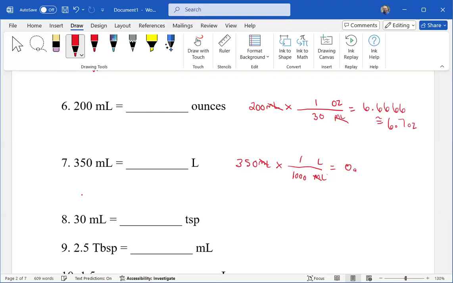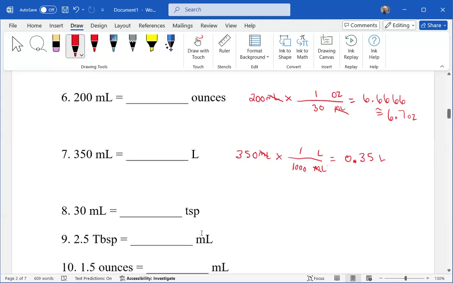So I'm going to get an answer of 0.35 liters. And that's it. That's your answer. Don't round it to 0.4. You wouldn't round it to 0.4 anyways. Even if you were following rounding rules, you would round it to the nearest hundredth. But again, the caveat to that is when you're doing metric to metric conversions, you don't round your answer.